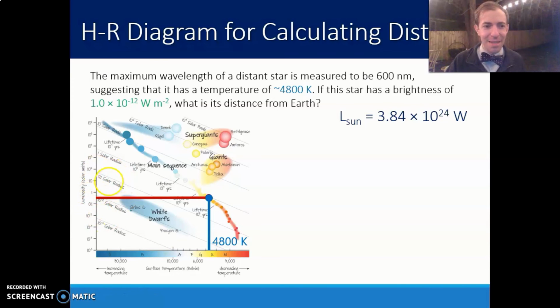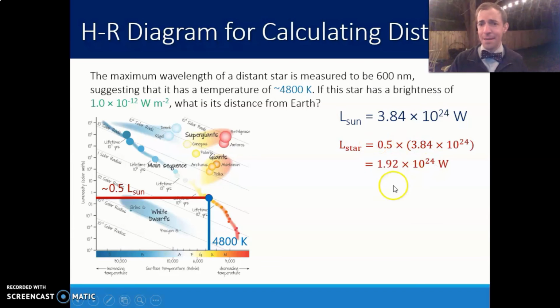This luminosity is given in terms of solar units, and we can see it's landing about half a solar unit, about 0.5. You don't have to be too exact here. A rough estimate is good enough. Given the luminosity of our sun to be about 3.84 times 10 to the 24th watts, we can multiply that by 0.5 to find that this particular star has a luminosity closer to 1.92 times 10 to the 24th, half that of our sun.